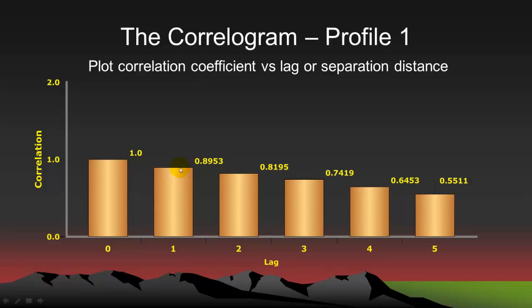And then lag 1 was 0.8953, 0.8195 was the second lag, lag 2, and so on. So this is our Correlogram. More often than not, you'll see these plotted as a line diagram.